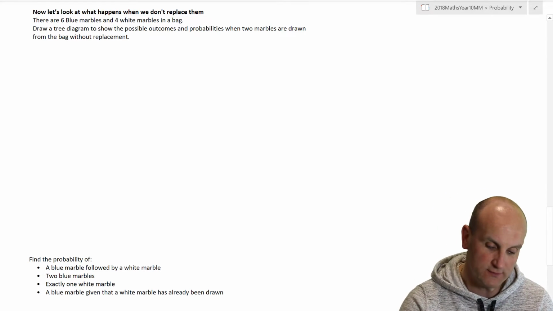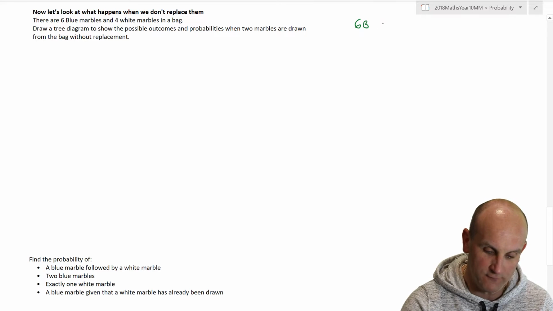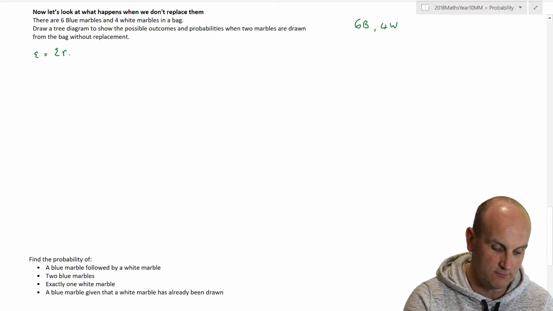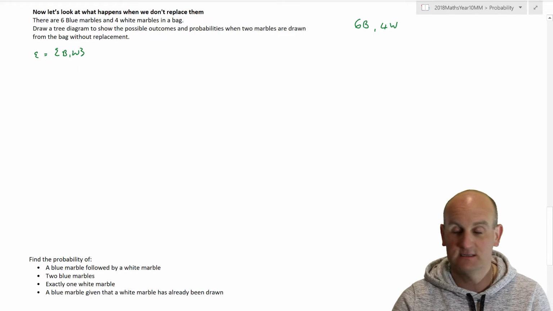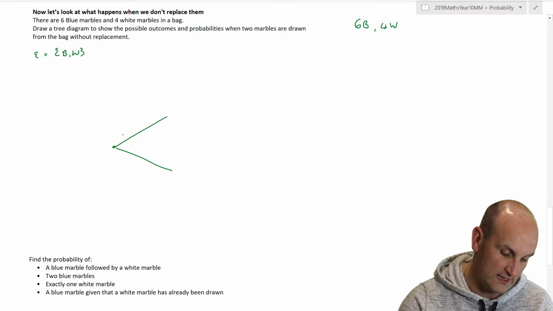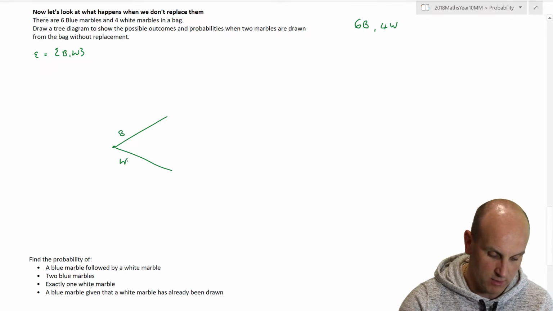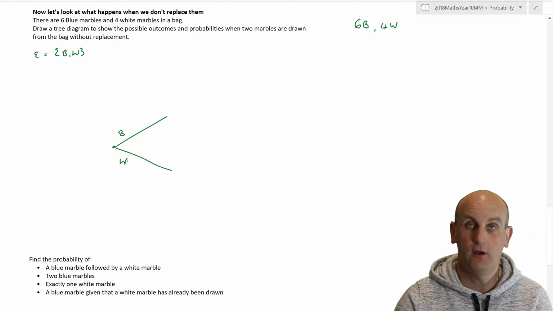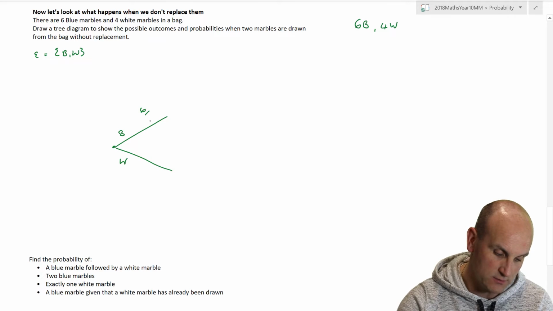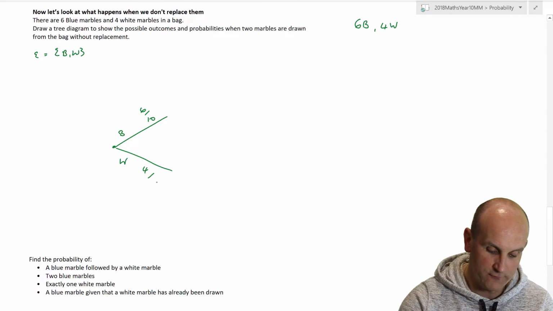So, I've still got the same thing. I've got 6 blue and I've got 4 white. My sample space for just one draw of a marble is still blue and white. And so I'm now ready to start. So here is my start. Blue and white. And because it's the first one, I've taken it out. There were 6 blue, so that's 6 over 10, and there were 4 white.